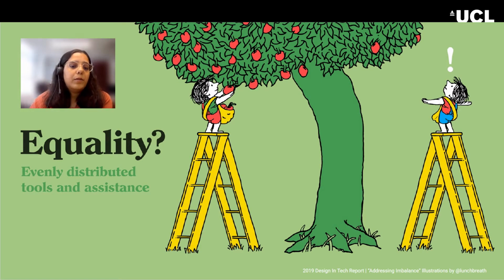Here we have an example of equality. This is when everyone gets the same opportunity. In this example, there is even distribution of tools and assistance. Both have access to a ladder, but as you can see, due to the tree tilting to the left, the person on the right is still unable to access the tree and the fruit.